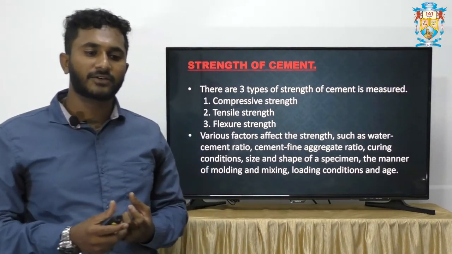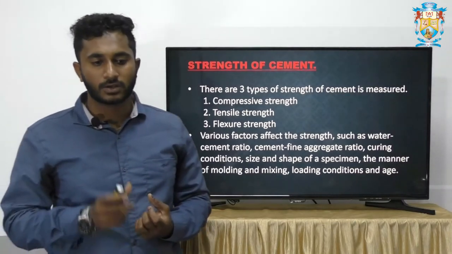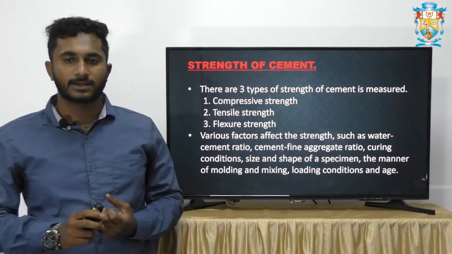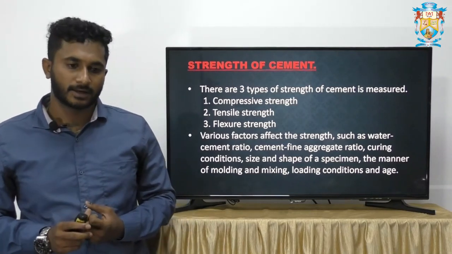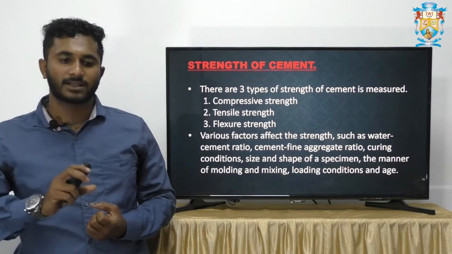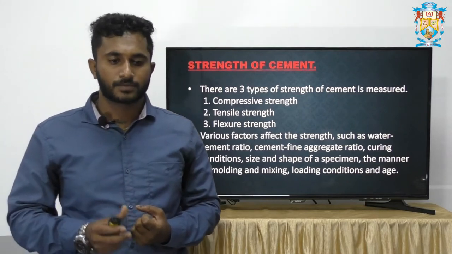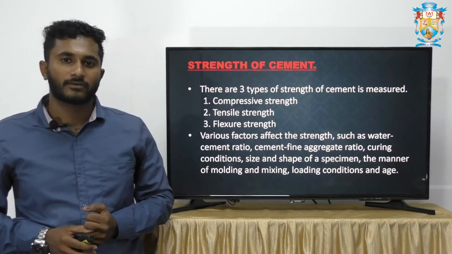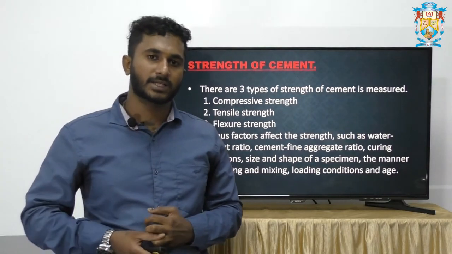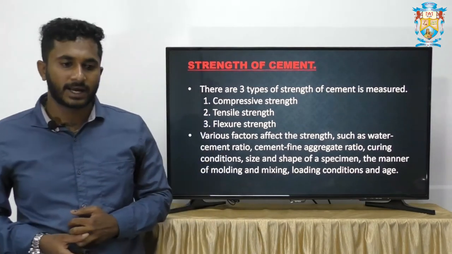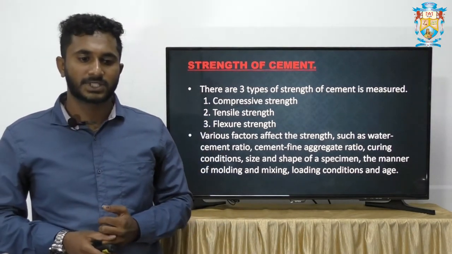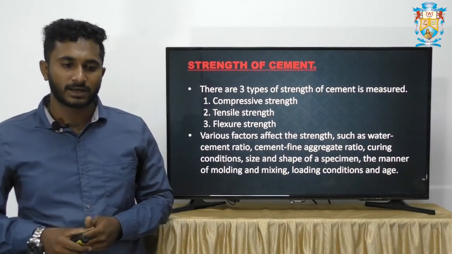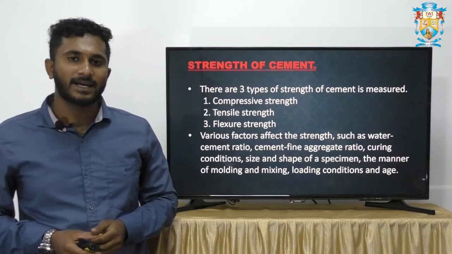Next, the cement and fine aggregate ratio. Fine aggregate means the sand, the coarse sand, the fine sand. Then the cement and coarse aggregate ratio. Curing conditions, that is, what type of curing we have offered, like splashing, sprinkling, etc. The size and shape of the specimen, the manner of molding and mixing, loading conditions, and age.